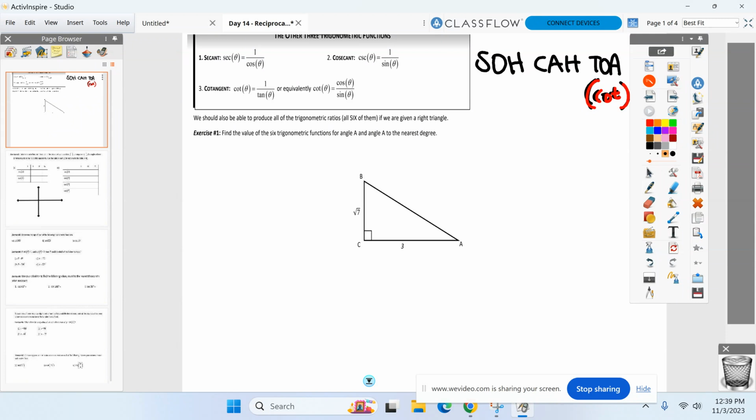Let me go to secant. Secant is related to cosine. So how do you think I find secant? Flip cosine. Now it's going to be hypotenuse over adjacent. That's called secant, but I abbreviate it SEC. And the one that's related to sine, when I flip sine, that's called cosecant, and the abbreviation is CSC. So it's going to be hypotenuse over opposite.